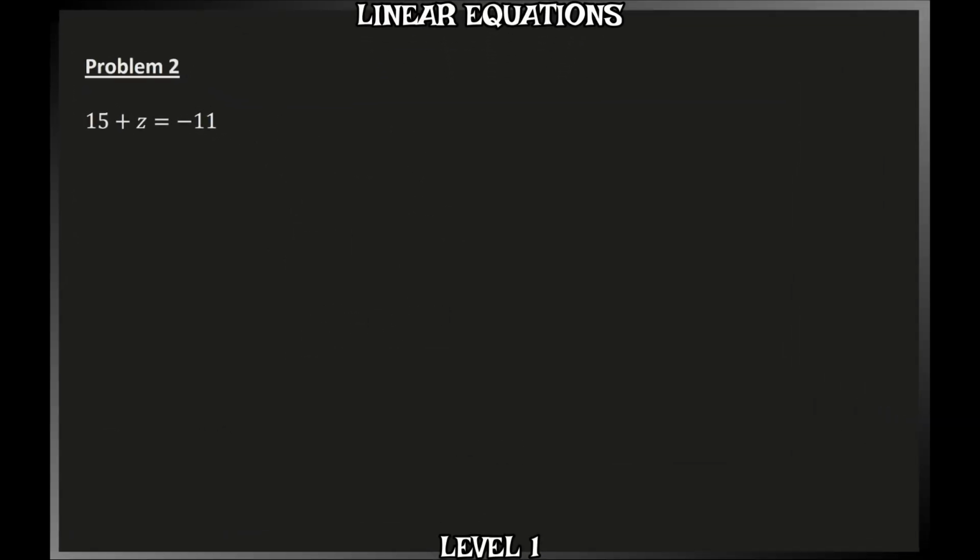In problem 2, we're solving the equation 15 plus z is equal to minus 11. And this means we need to find the value of z. And we can do this by removing the 15 on the left-hand side. Now the 15 is positive, so it's a plus 15. And to remove it, we need to do its inverse, which is minus 15. We also need to do this to the right-hand side to keep the equation balanced.